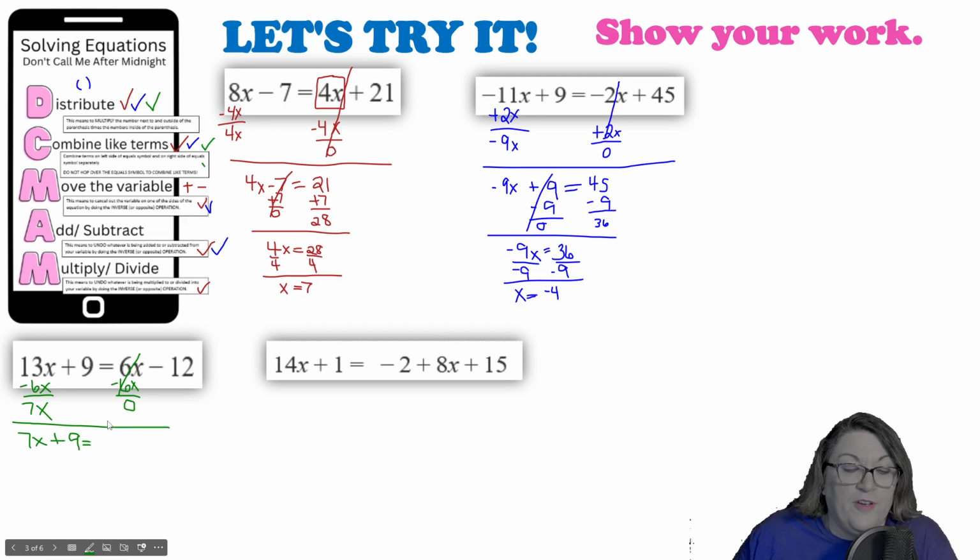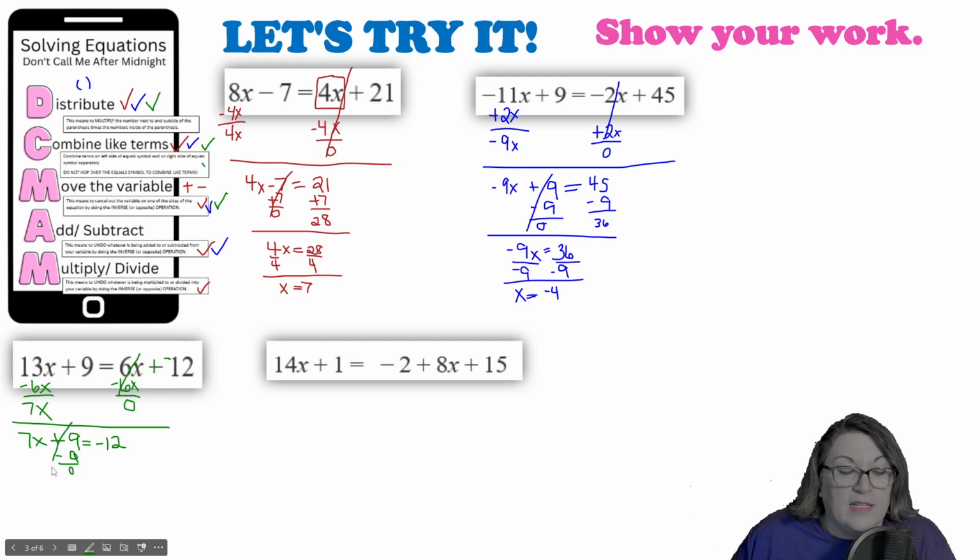Remember, that symbol in front of it is like its sign. So do not leave that subtraction there. Remember, a minus is the same as a plus negative, right? So this is a negative 12 here. All right, the next step is we did the move variable. So now we're on the add subtract. What's being added to my variable is this 9. So I'm going to subtract it here.